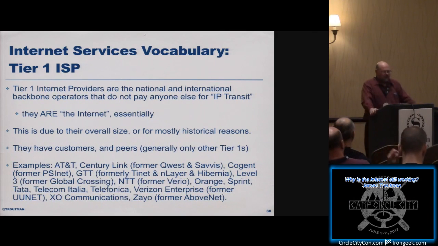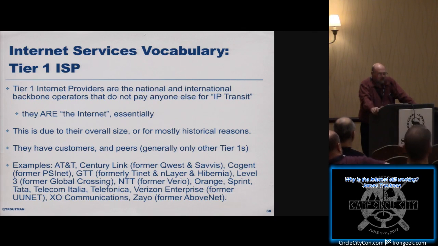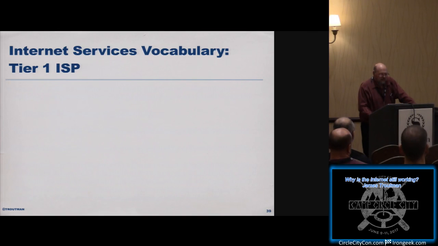So here's an example of some of these carriers that are considered to be tier 1 because they don't pay anybody else. AT&T, CenturyLink, Cogent, Level 3, Sprint, Telecom Italia, Zayo, Verizon Enterprise, and others. And there's even more if you really start going into the international side of things.